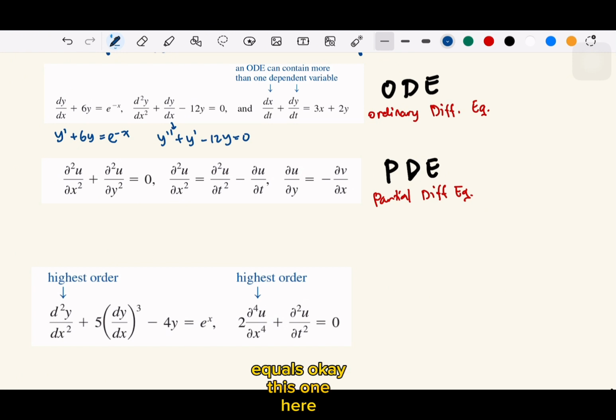This one here, the highest order is this 4. We call this 4 the highest order, the fourth order differential equation. Usually we focus more on the first order and the second order, and above that we call it higher order, okay, the higher order.